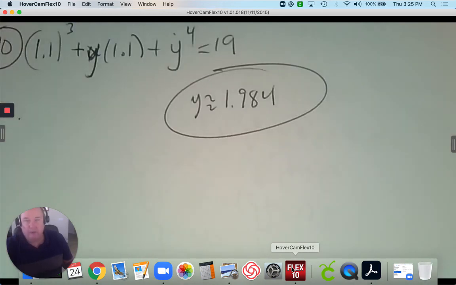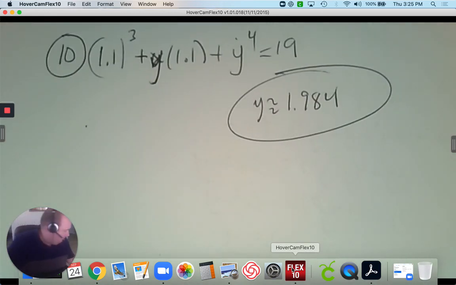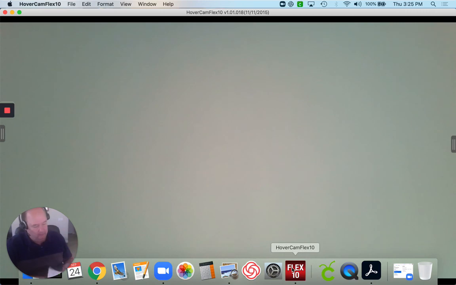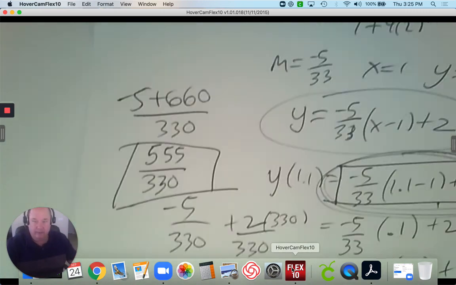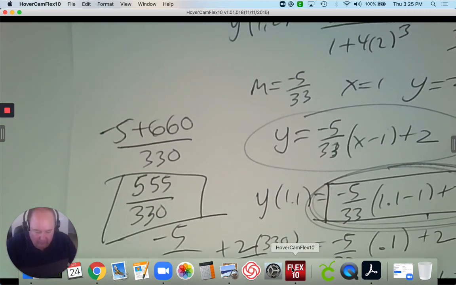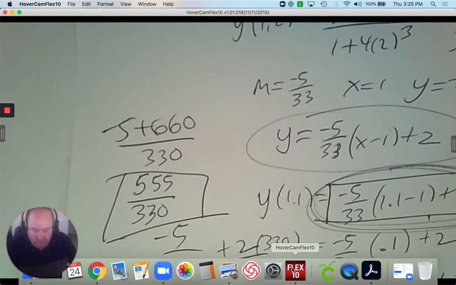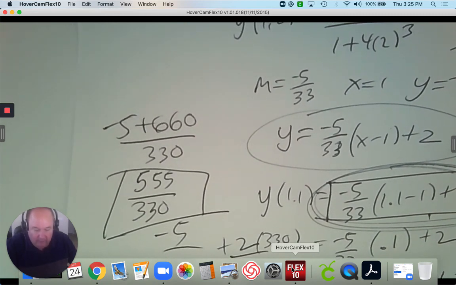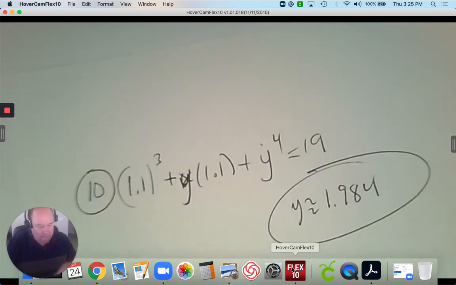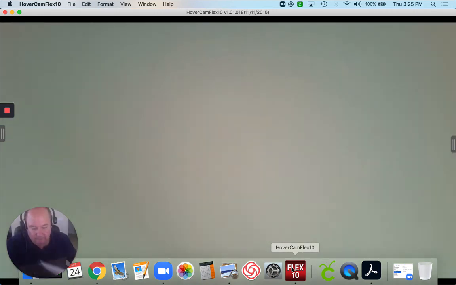And if you took the fraction, you get a similar answer. So the fraction you got on the last one, this 555 divided by, what is it, 330? That gives you almost the same answer. Okay.